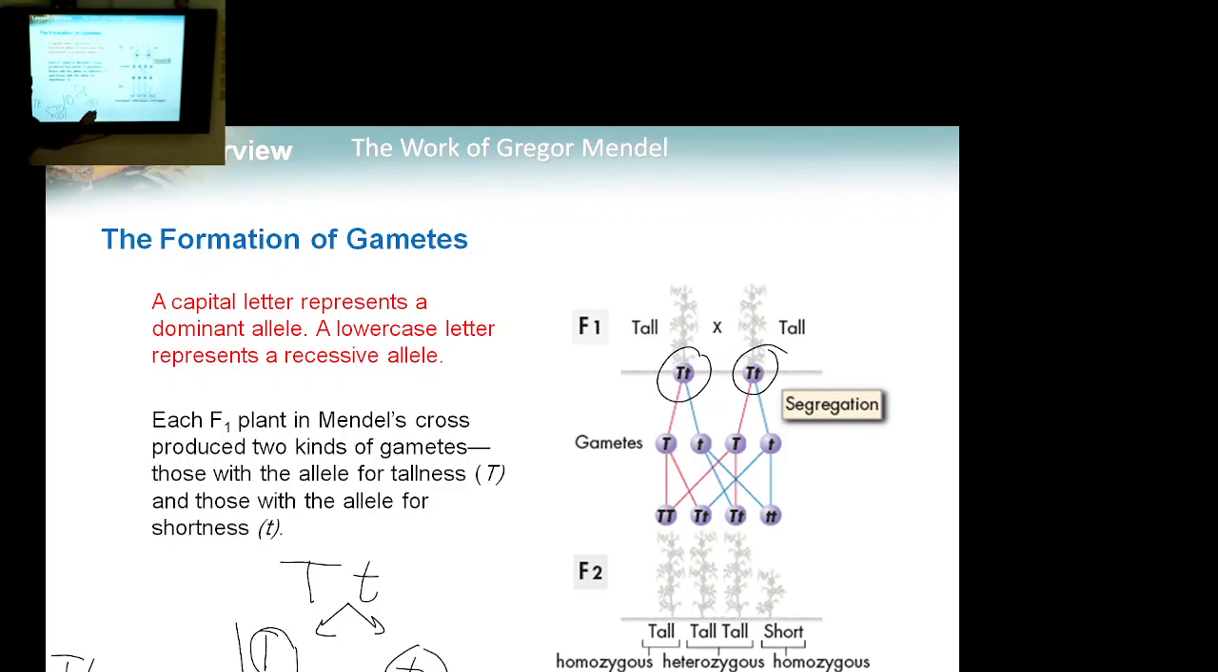And after the mating here, we will get four offspring: T capital with T capital, T capital with T small, T capital with T small, and T small with T small. We want to read these offspring. This is T capital T capital, tall, and this is T capital T small, also tall, and this is the only short offspring. To this point, I finished the first lesson.